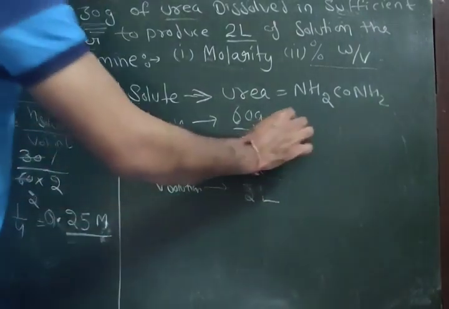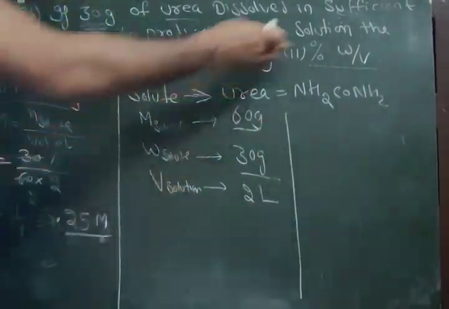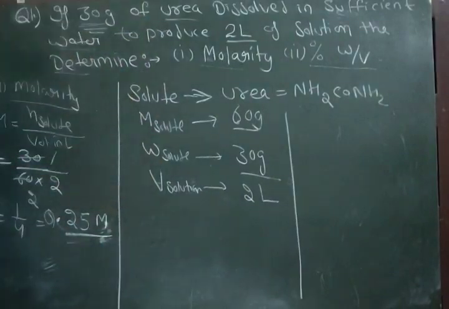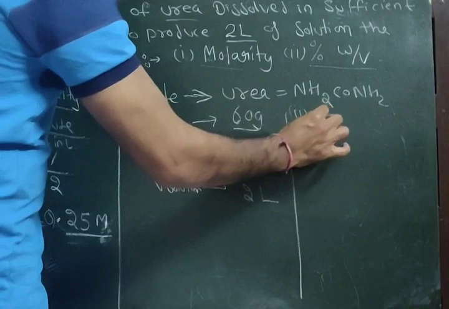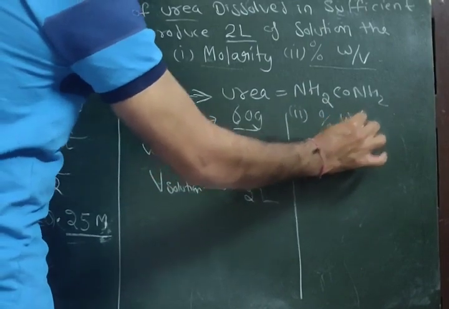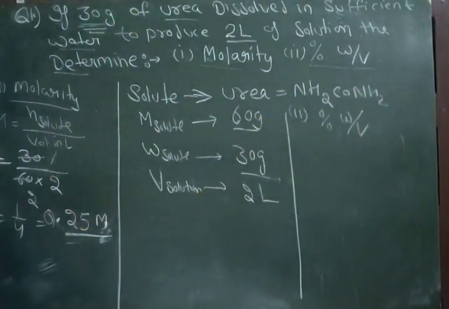Now the second portion is from our previous concentration terms: we have to calculate the percentage weight by volume.